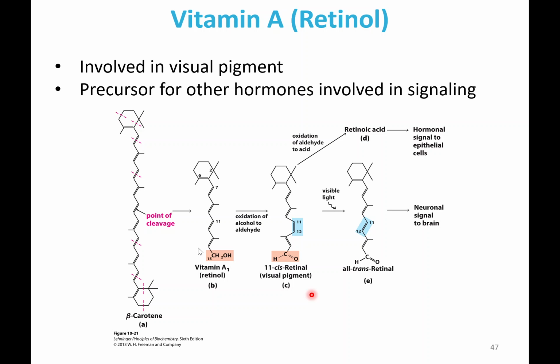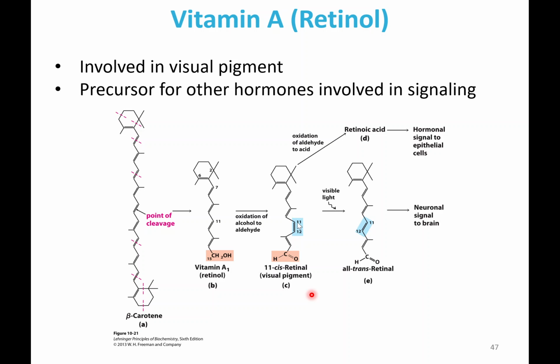This molecule can then be used. It's converted a little bit here. There are some changes. The most important thing to note is that there's now a cis double bond in it. Instead of all trans double bonds, there's one cis at position 11. And so this is what we call 11-cis retinal, and this is the visual pigment. So this is what is used in your eye cells to pick up visible light.